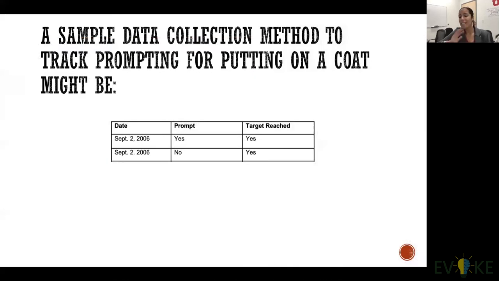So one simple way to collect the data, and we did mention how important data collection is, is simply keeping track of the date of when the prompt was provided, whether the prompt was provided, and then whether the actual skill was reached. Was the child able to respond after receiving or not receiving the prompt? You may simply write yes or no as far as the provision of the prompt, or you may actually write in the type of prompt that was provided to keep track of being able to fade the prompt as far as force, so going through the hierarchy of prompts.